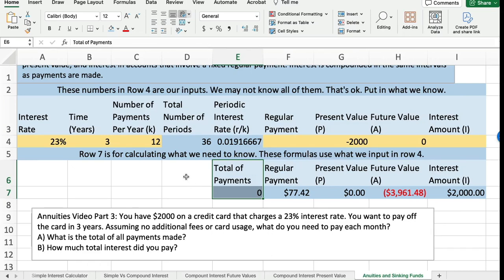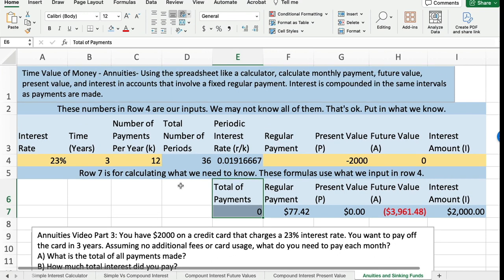We're going to be using Excel or any spreadsheet really for solving problems involving monthly payments when there's a monthly payment made on something. And today's example involves a loan situation or a credit situation where you're trying to pay off a debt. And there's one additional thing that we've added to our spreadsheet from our previous time.